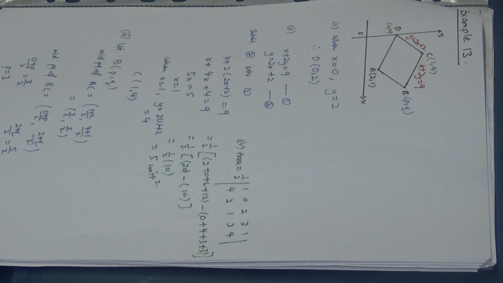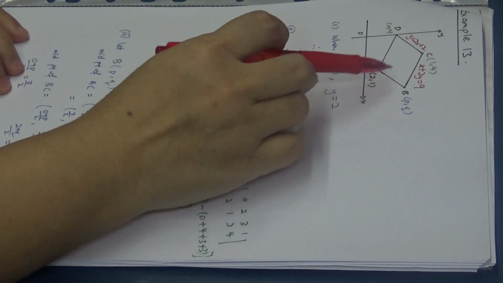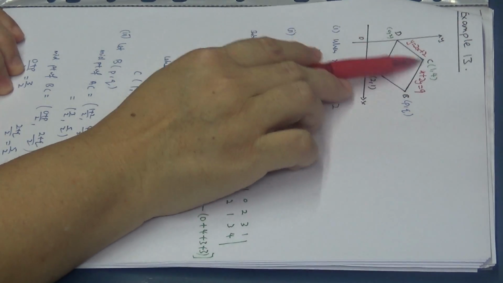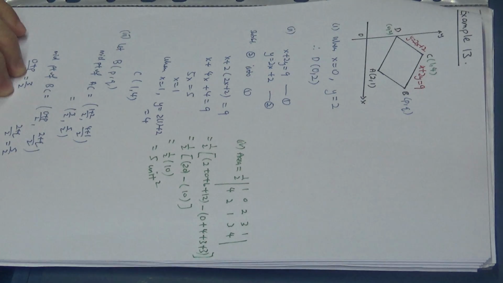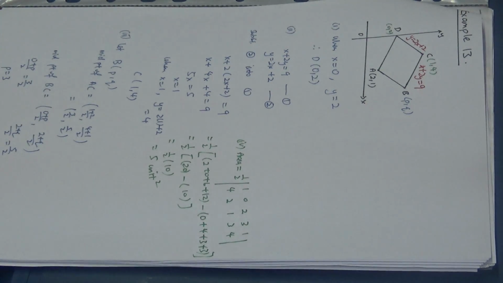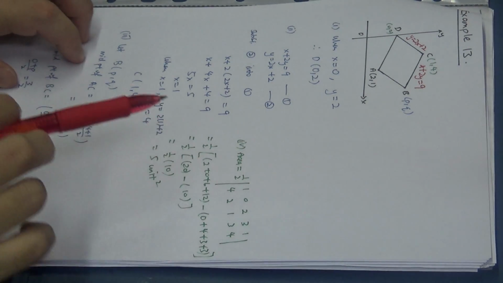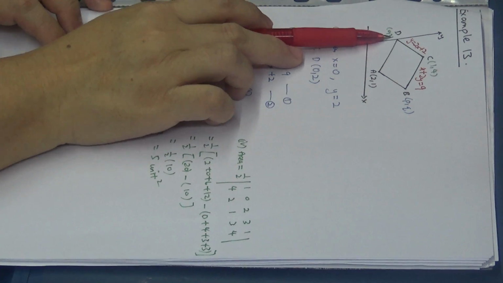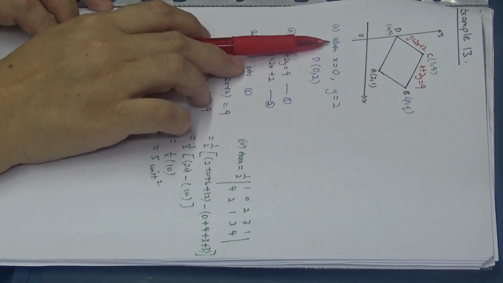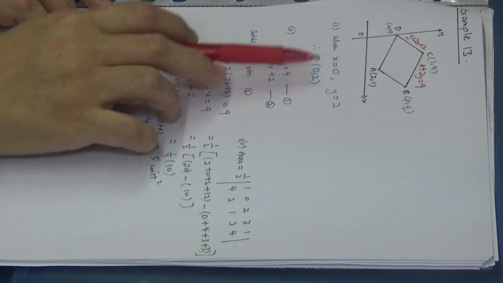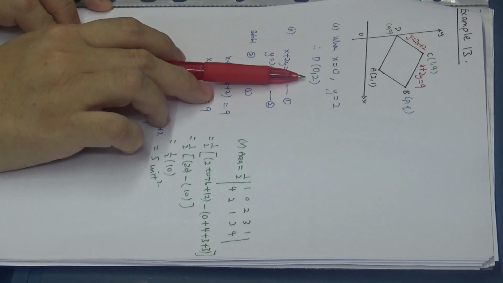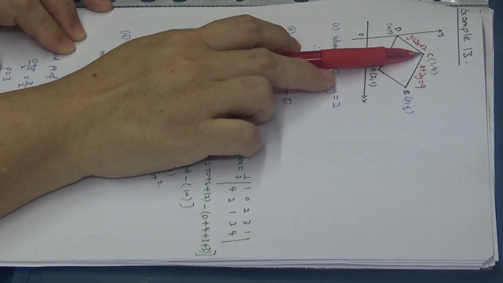Now I want you to take a look here. The equation of CD is known and it intersects the y-axis at D. So for the first part of the question, when it intersects the y-axis, that means x is 0. So when x is 0, y is 2. So I will get D as 0, 2. So this D is 0, 2. It's very straightforward.